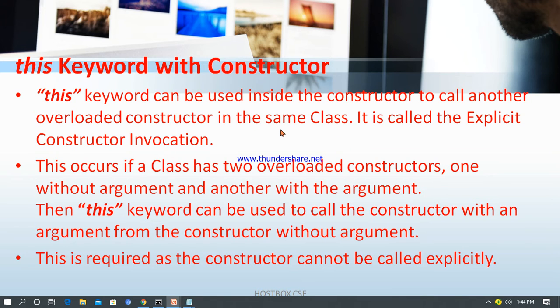So if you want to use this keyword, you can use it in a program where you have a constructor, and in the constructor you can call another constructor also. That is possible and supported by the Java language. It occurs if a class has two overloaded constructors, one without argument and another with an argument. Then this keyword can be used to call the constructor with an argument from the constructor without argument.